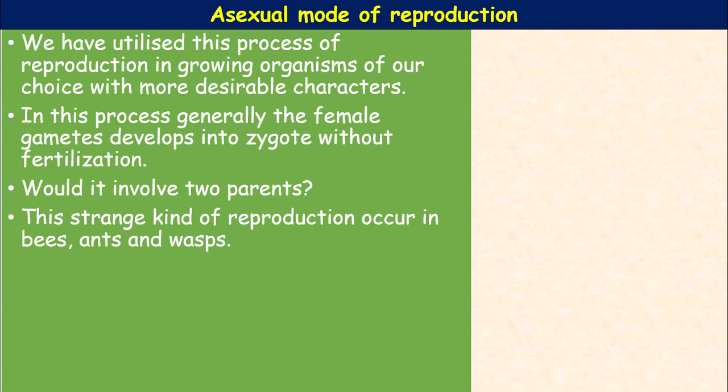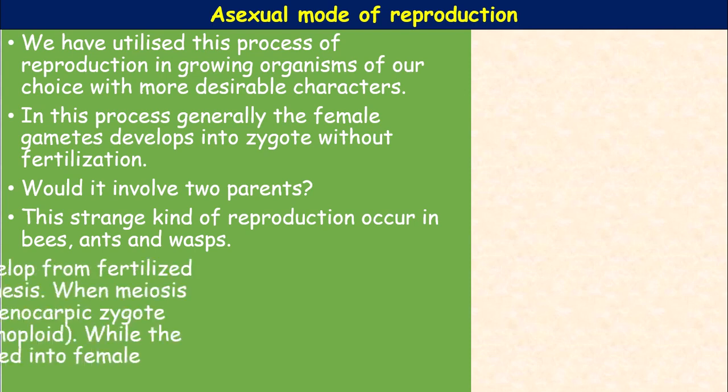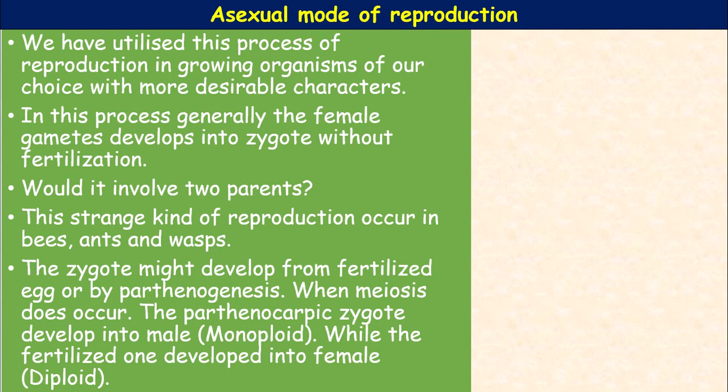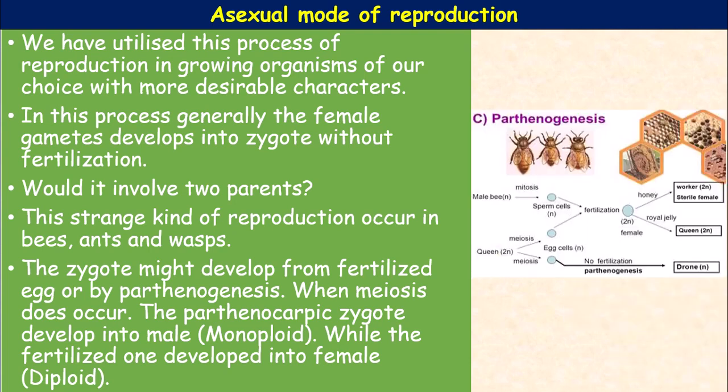Animals such as the social insects like honeybees, ants, and wasps. The zygote might develop from a fertilized egg or by parthenogenesis when meiosis doesn't occur. During sexual reproduction only meiosis occurs. The parthenogenetic zygote develops into a male, monoploid, while the fertilized one develops into a female, which is diploid. See here, the male undergoes mitosis to produce sperm cells, and the female, the queen, undergoes meiosis and produces the eggs.